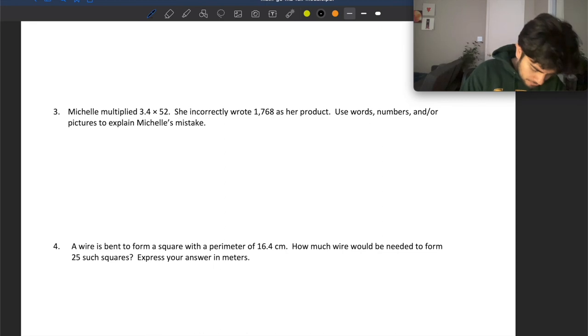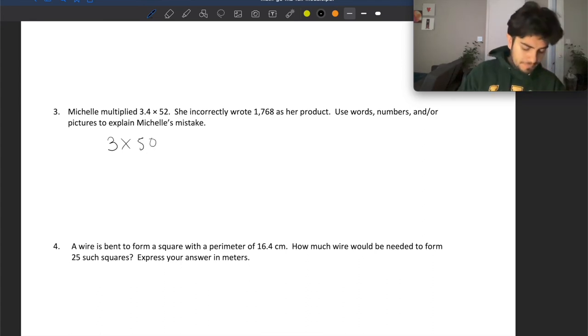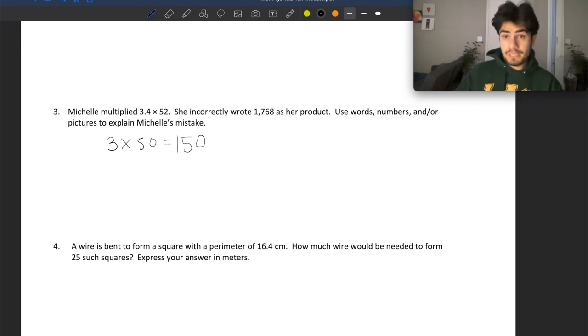So we have 3 4/10. I'm going to round that to simply just 3. Then I have 52. I'm going to round that to 50. 3 times 50 is 150. So that's how much she should have gotten, but she got way over. So let's find out what she possibly could have done.